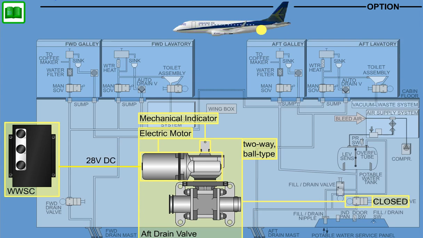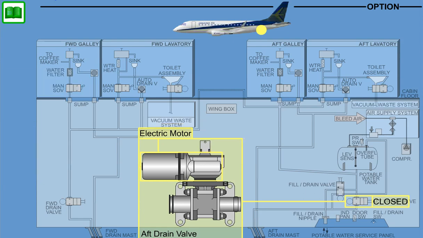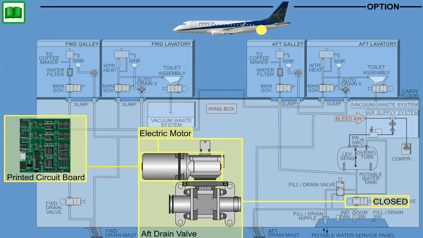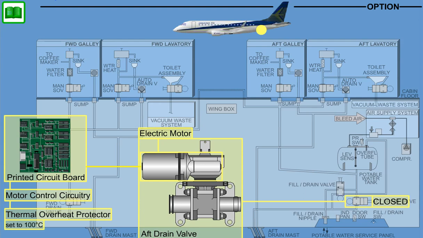28-volt DC power is supplied to the valve through the WWSC from the DC ground service bus or DC bus 1. The valve contains a printed circuit board with motor control circuitry and a thermal overheat protector set to 100 degrees Celsius. The thermal protector removes power from the motor in case of an overcurrent condition and automatically resets to the closed position when the temperature falls below the tripping point.